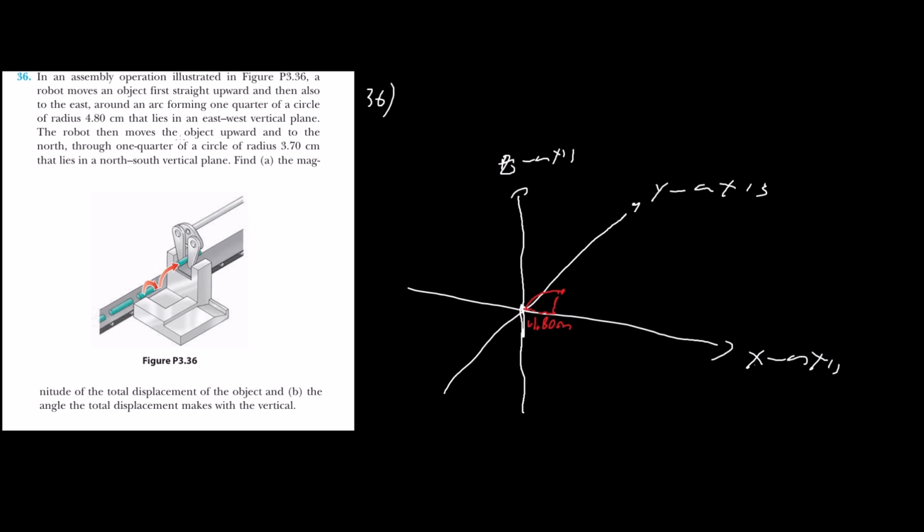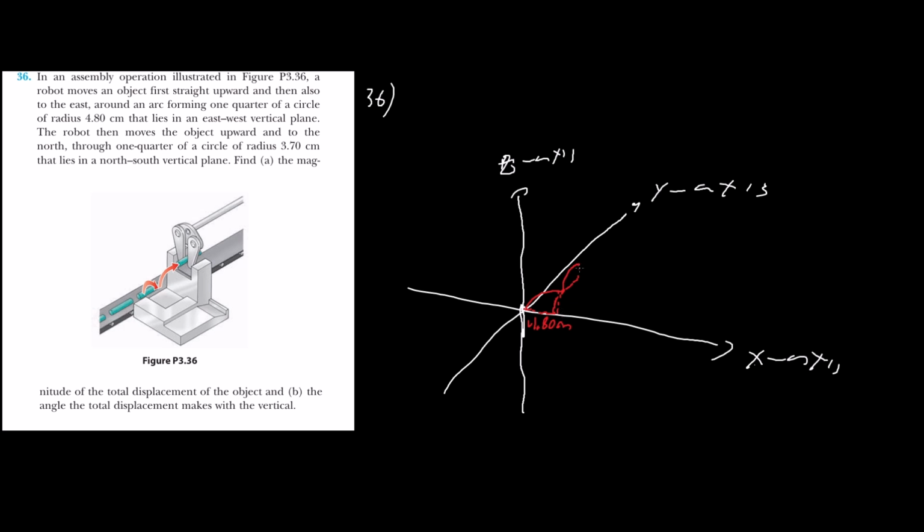And then the robot moves upward to the north through 1/4 of a circle. So notice that it says 1/4 for both of them, and of the radius 3.78 that lies in the north and south vertical plane. So let's draw that. So from east to west, and then from here to north. So it's going to move, if I can draw this, so it's going to look like this, something like that.